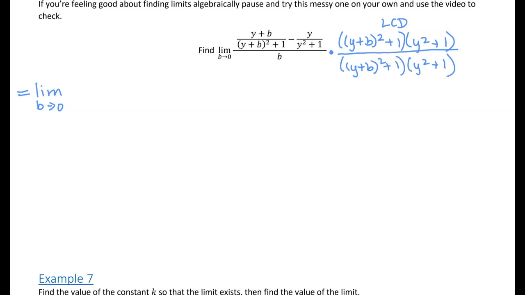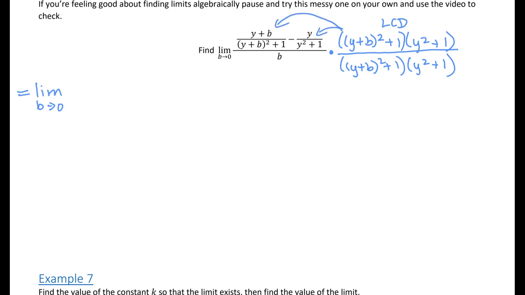I didn't do my check ahead of time, but we can't do that right now because if b equals 0, then the denominator is 0. And just for our own curiosity, if b equals 0, the top goes to y over y squared plus 1 minus y over y squared plus 1, which is 0. So this is a 0 over 0 limit. So algebra is a great thing to try. Make sure you're distributing this entire LCD through.